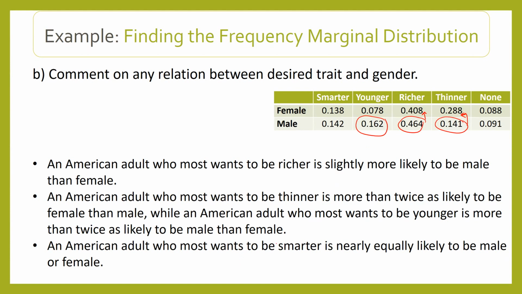An American adult who most want to be smarter is nearly equally likely. Okay, so being smarter is almost the same. So both female and male want to be smarter. Meanwhile, male want to be younger than female, and female want to be thinner than male. Those are the conclusions we can draw from this.